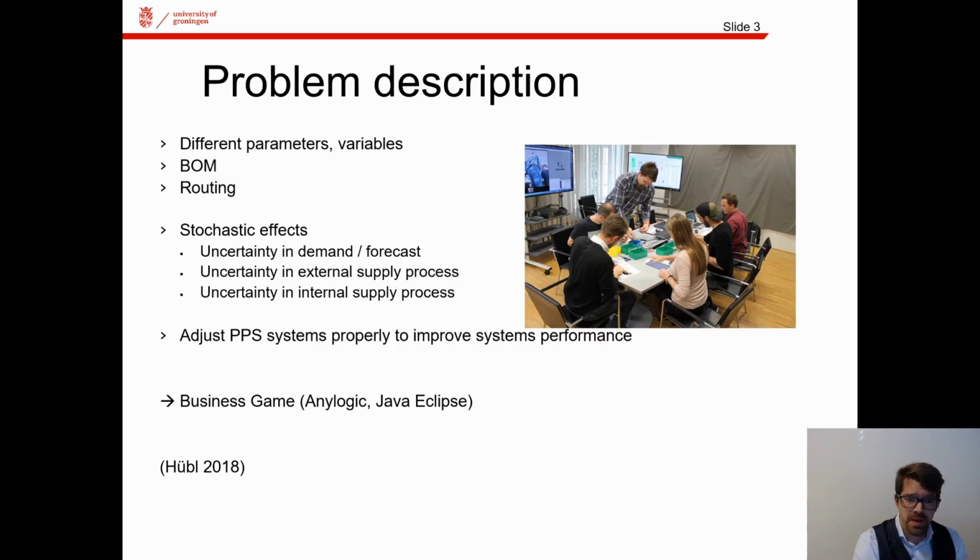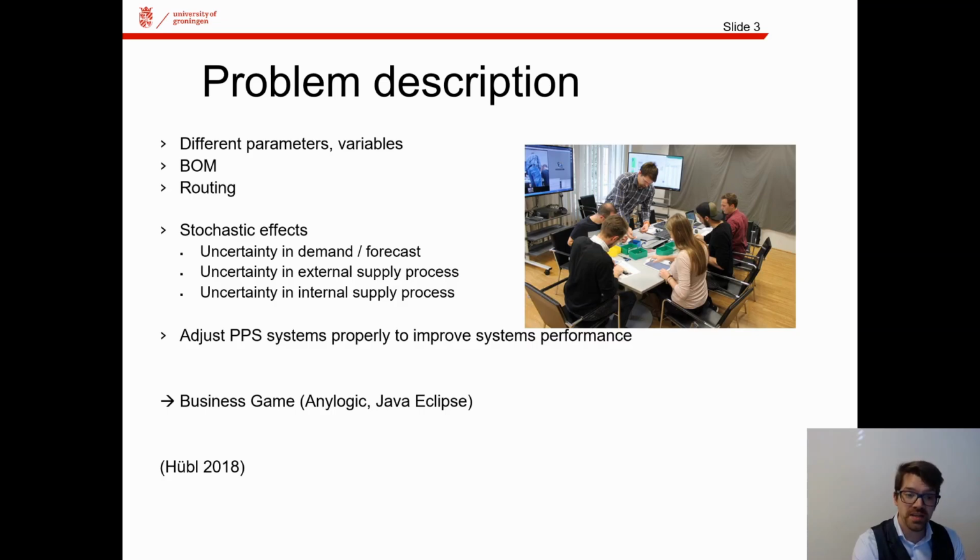And this business game especially is focusing on the uncertainty in the demand forecast. And we are not going to touch the uncertainty in the external supply process, so we are going to assume that the raw material is always available. And we are not going to touch the internal supply process. So we assume that the production process is stable and the processing time per item is around 8 seconds. And we are not going to optimize that system. That means for each item we are going to produce in this game, the cycle time should be 8 seconds.